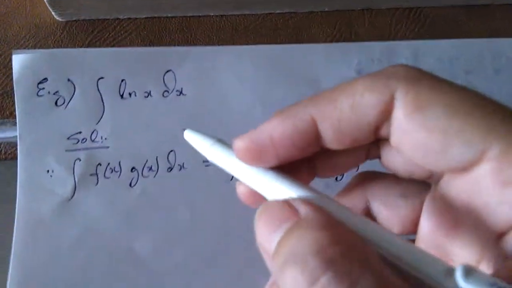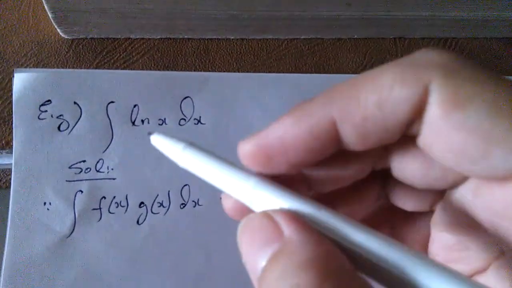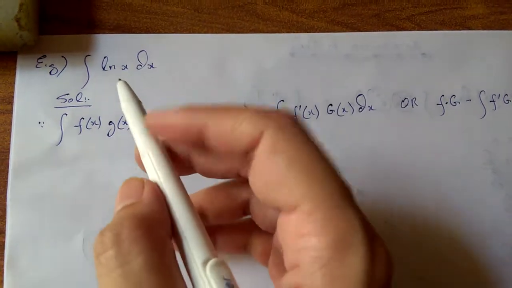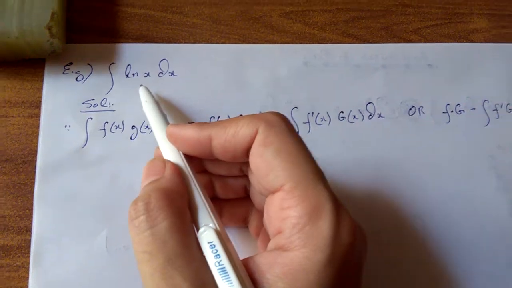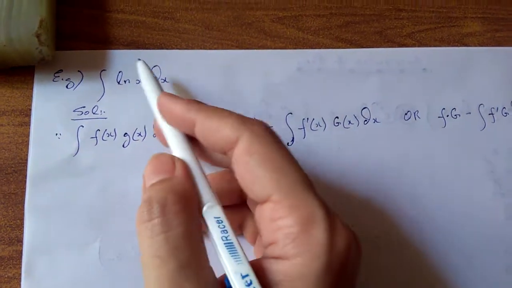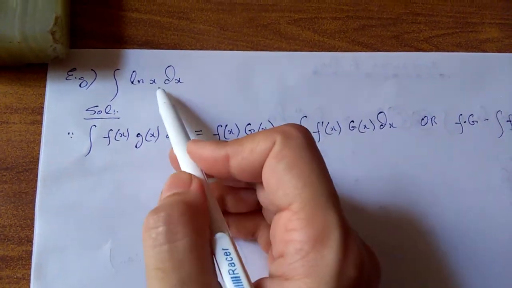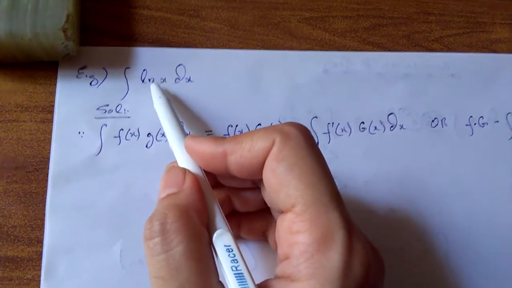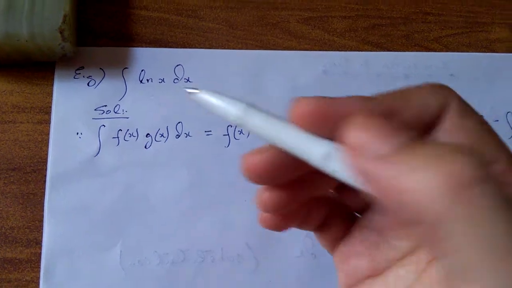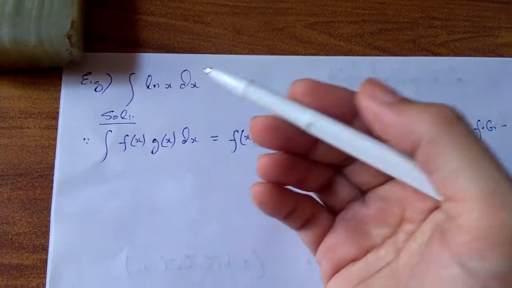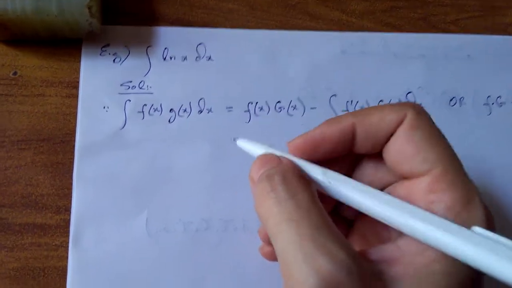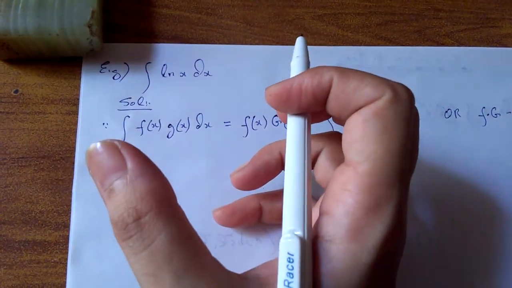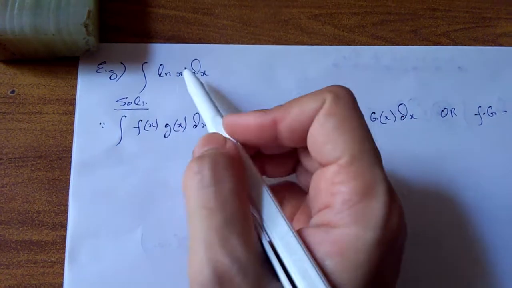Now here you go, the example. Over here you can see it's a simple ln of x. We are unable to perform simple integration on this integrand, because you know that the integral of ln x is not directly available. The derivative of this function exists, but not the integration. So you are here to apply integration by parts in order to evaluate this integrand.